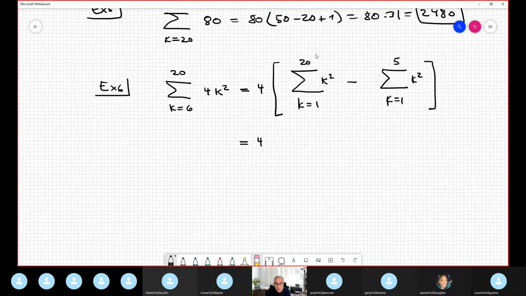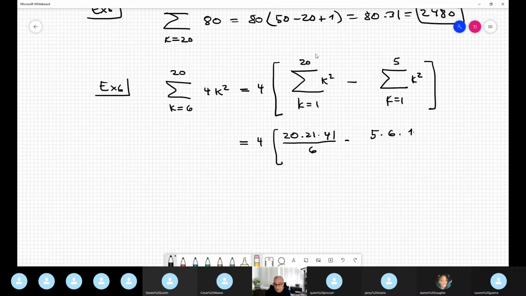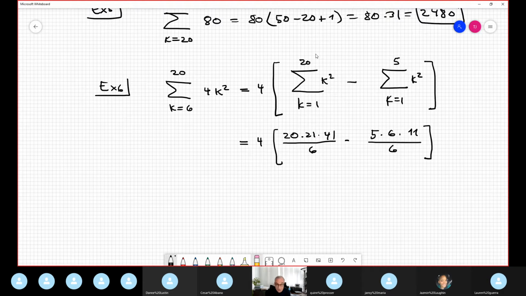So it's equal to 4. Remember the formula, the sum of K squared is n times n plus 1 times 2n plus 1 divided by 6. So 20 times 21 times 2 times 20, 40 plus 1 is 41, divided by 6. Minus. In the second case, n is 5, n plus 1 is 6, and 2n plus 1 is 11, because 2 times 5 is 10 plus 1 is 11, divided by 6. Now, the rest is just calculator. Put it in the calculator. This is 2,870 minus 55. Now, subtraction and multiplication by 4. The answer is 11,260.